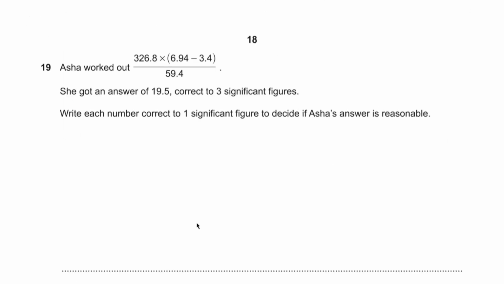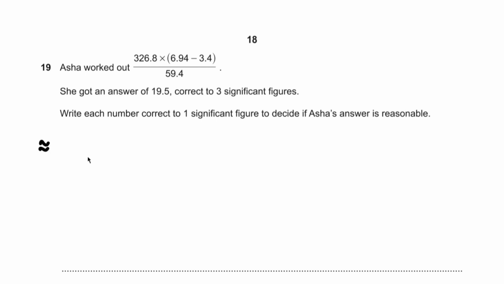Question number 19. Asha worked out 326.8 times, in brackets, 6.94 subtract 3.4, all over 59.4. She got an answer of 19.5, correct to 3 significant figures. We have to write each number to one significant figure to decide if Asha's answer is reasonable.